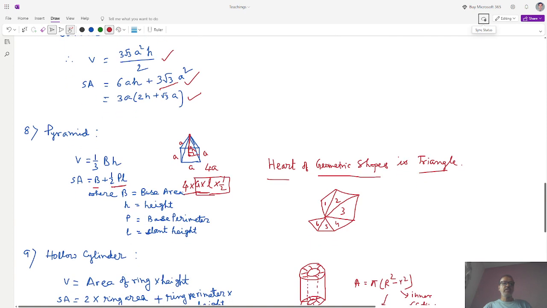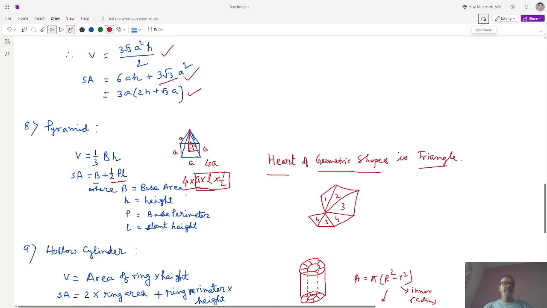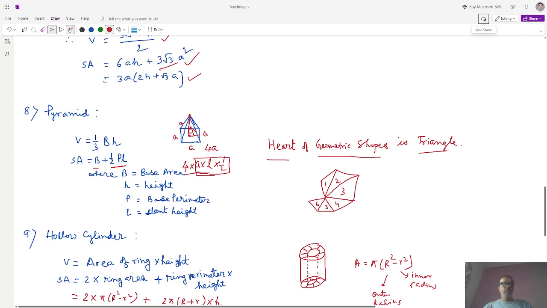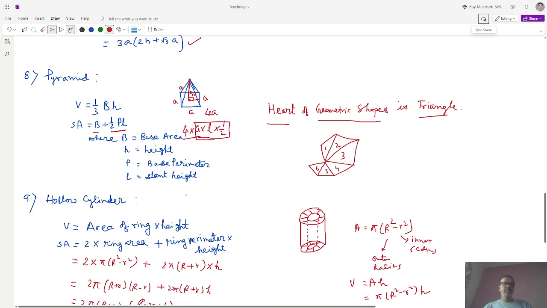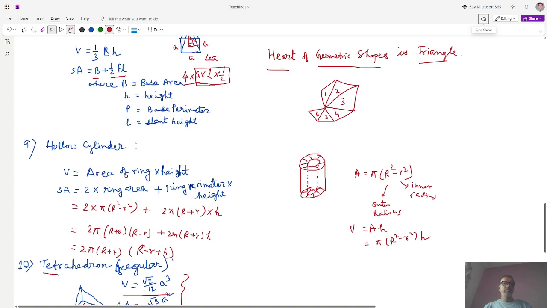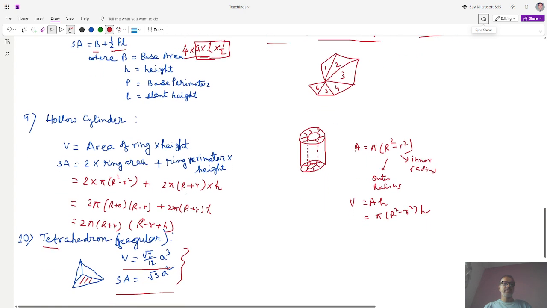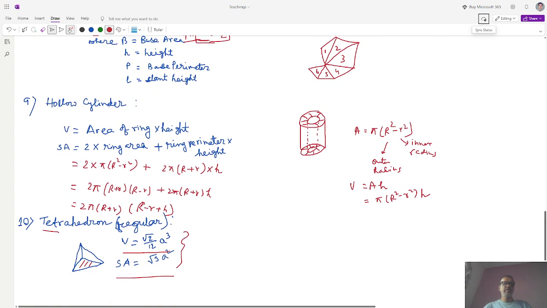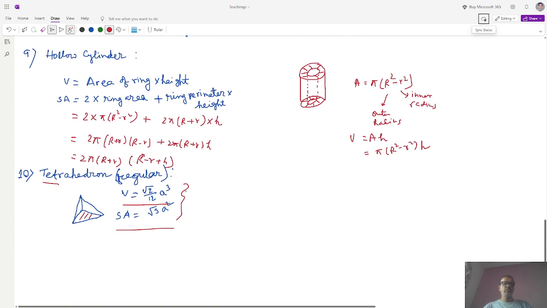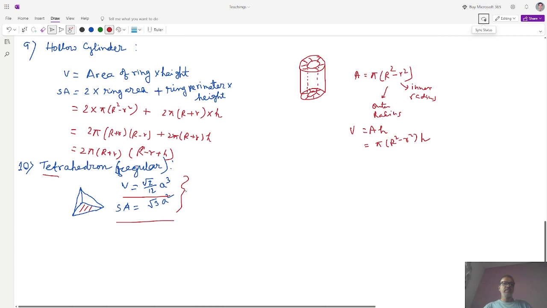Now for pyramid, volume equals 1/3 base area into height, and surface area equals base area plus half of base perimeter into slant height. Volume of hollow cylinder equals area of ring into height, and surface area equals 2 into ring area plus ring perimeter into height. For tetrahedron, volume equals √2/12 a³, and surface area equals √3 a².